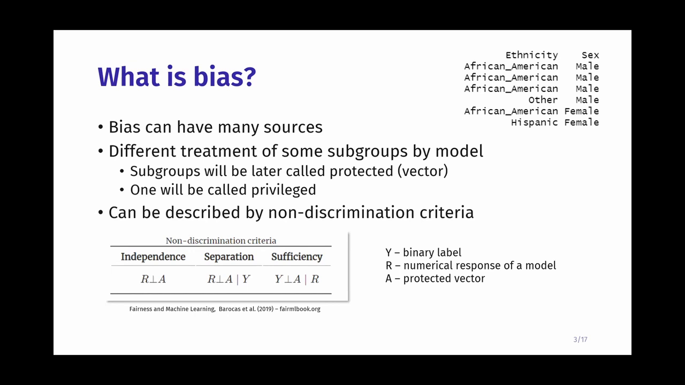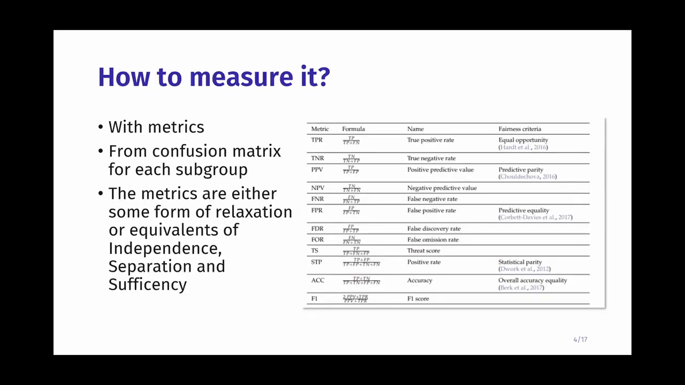And they are independence, or independence given some other variables, and they measure the bias in a mathematical way. But this mathematical way isn't practical for us. We would like something not approximated but calculated directly, so we have to use some metrics. With the help of the confusion matrix for each subgroup, we'll be taking metrics derived from the confusion matrix, like TPR, positive predictive value, false positive rate, precision, etc. And these metrics are either relaxations or equivalents of these independence, separation, and sufficiency criteria.